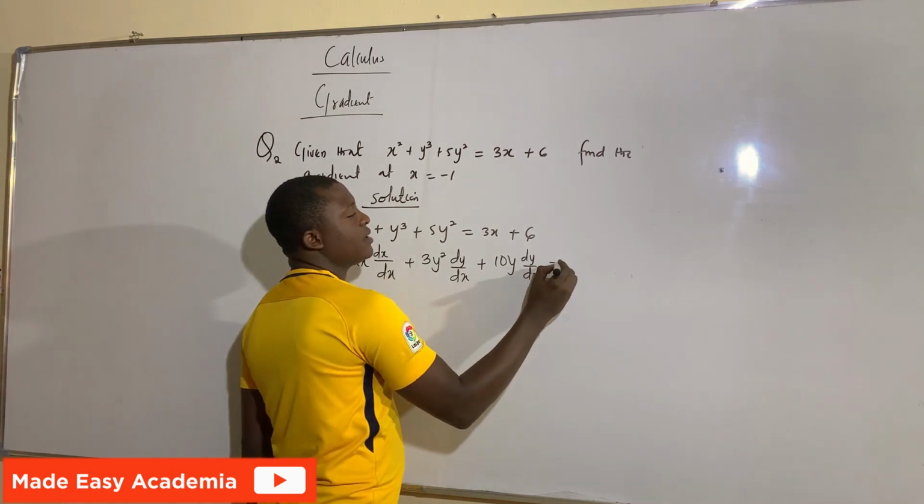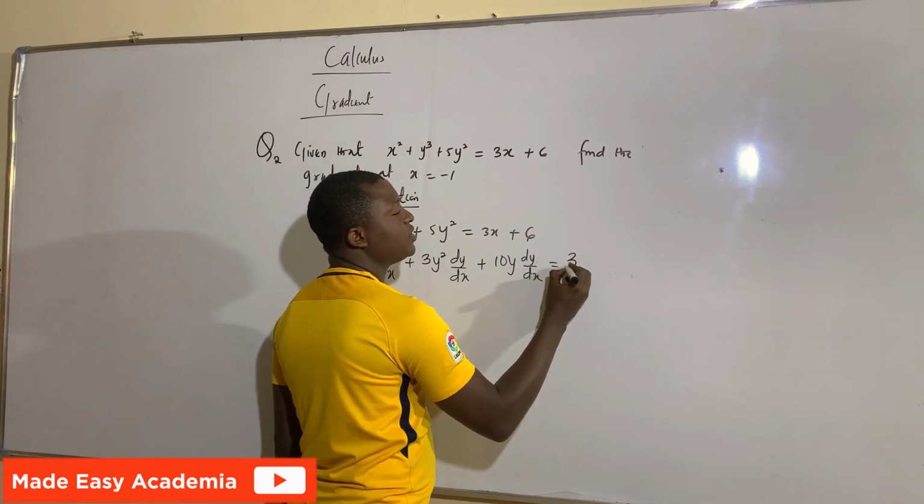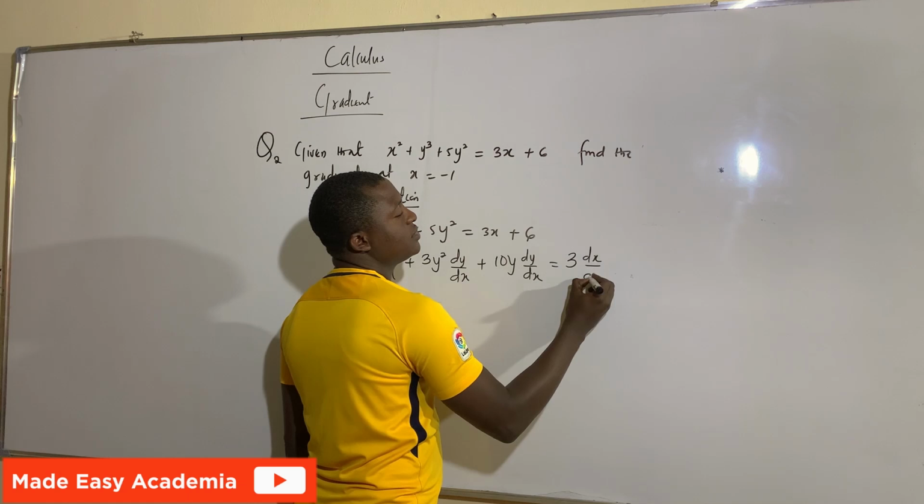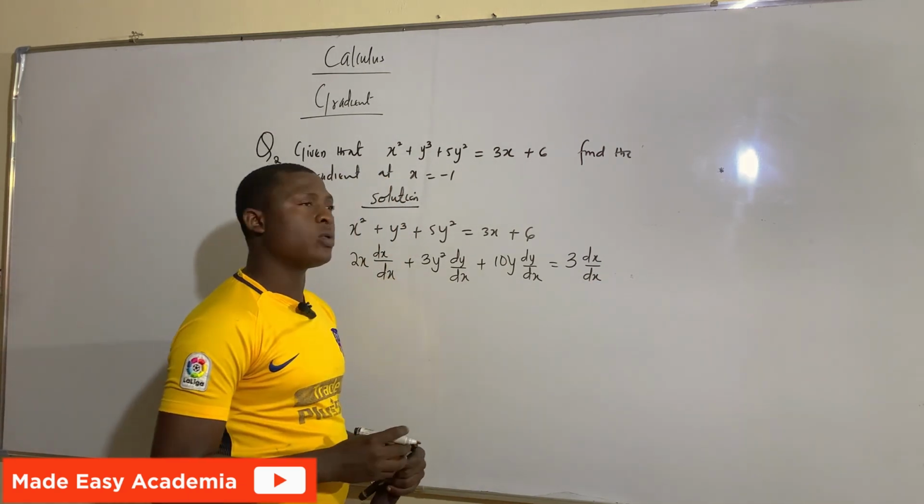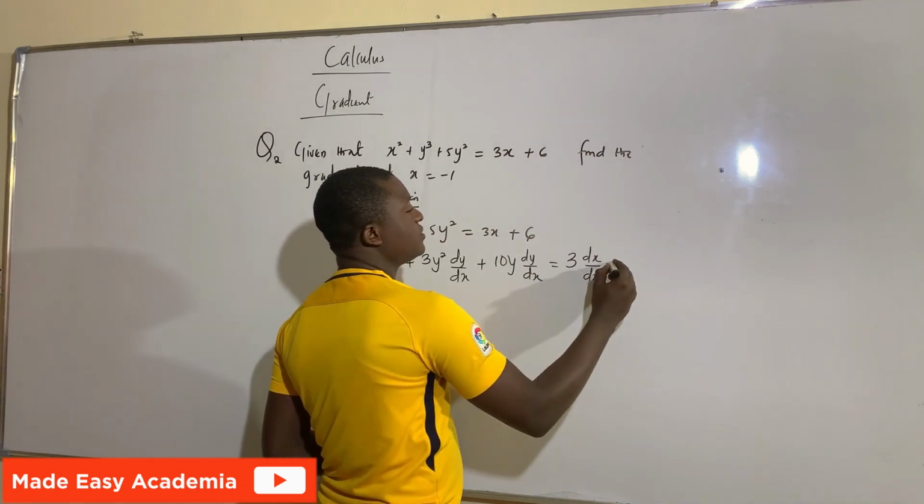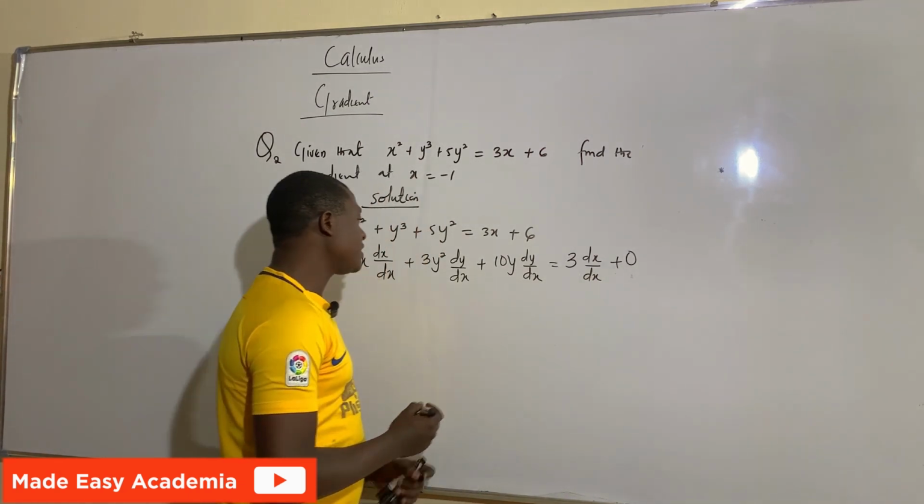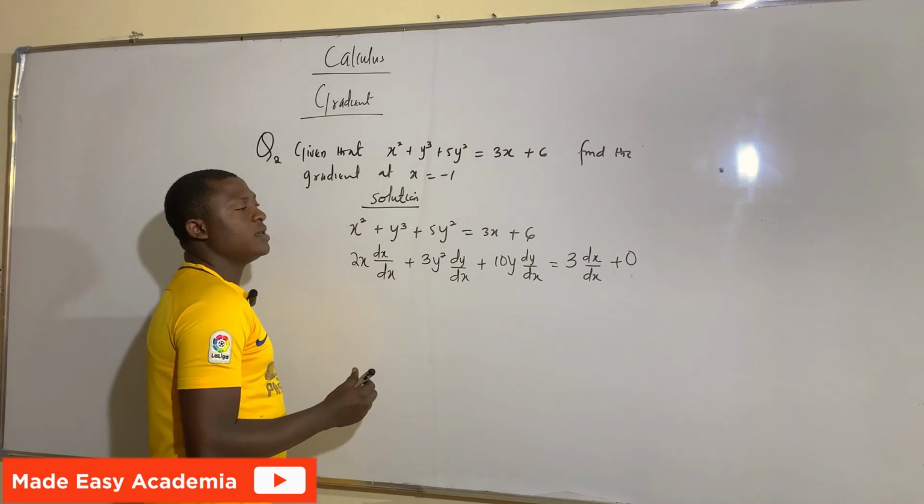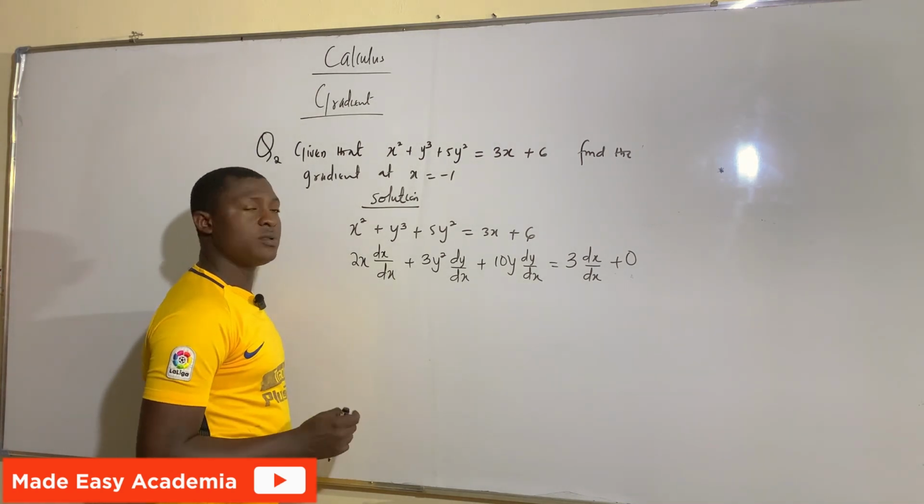So here, differential of 3x is also 3, then we have dx/dx, and recall that differential of a constant is going to be what? Yeah, it's going to be 0. Yeah, fine. So now the next step is to arrange those who have dy/dx on one side and the ones without dy/dx on the other side.